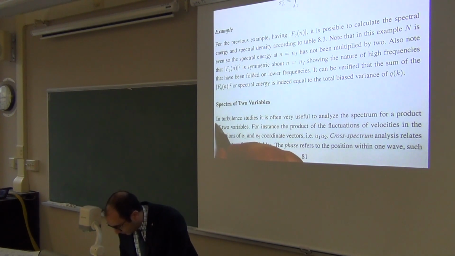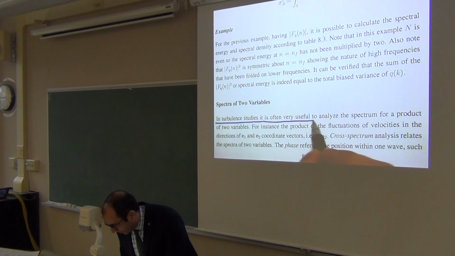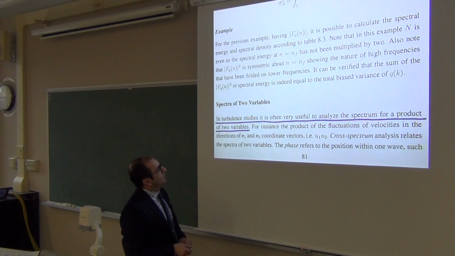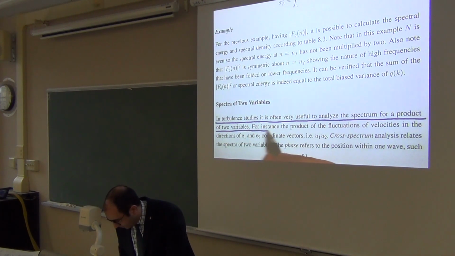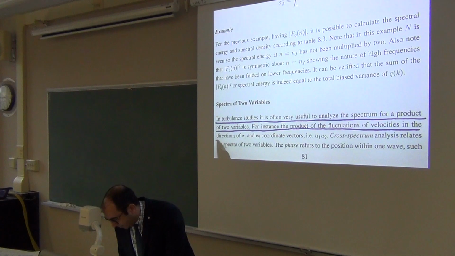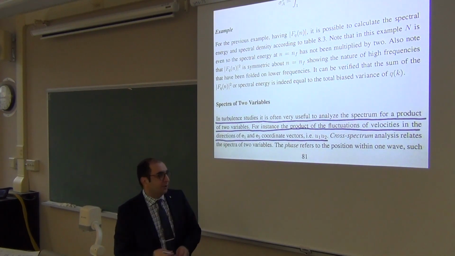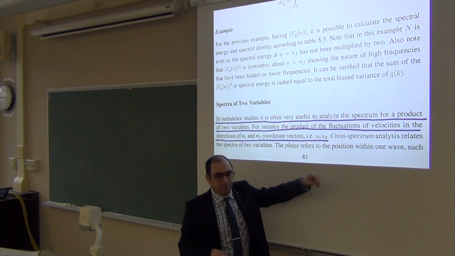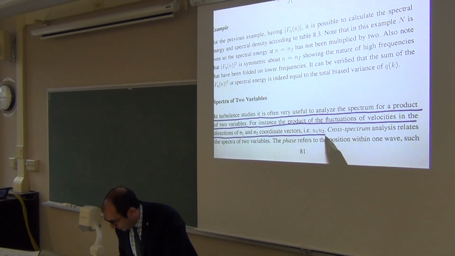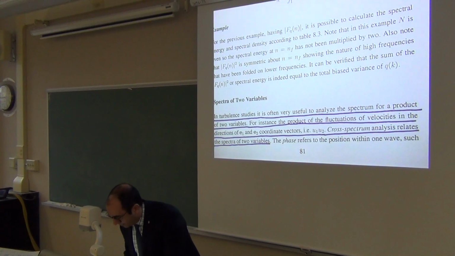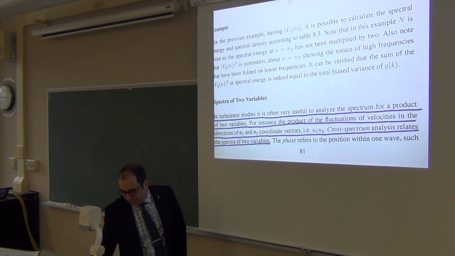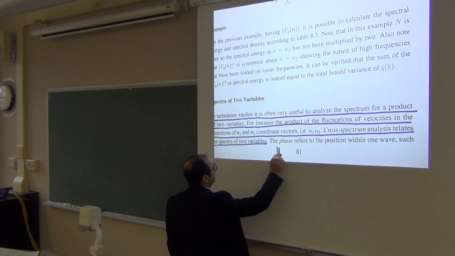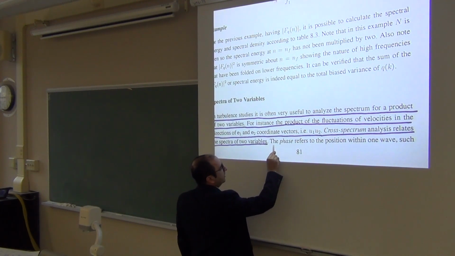In turbulence studies, it is often very useful to analyze the spectrum for a product of two fluctuations. For instance, the product of the fluctuations of velocities in some directions e1 and e2 correspond to u1, u2. Think of like X and Y directions, you get U and V. X and Z direction, you get U and W. The cross-spectrum analysis relates the spectra of two variables. Okay, now I need to get another concept established before I can make full sense of the cross-spectrum. I want to talk about the idea of phase now.